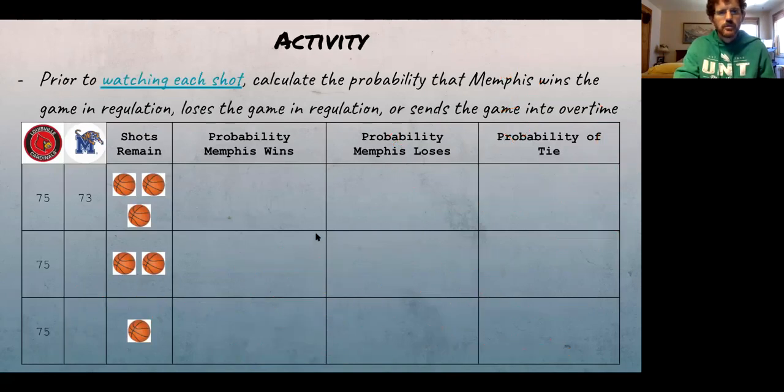But we're going to actually now wrap this activity up to figure out what happened in real life when Memphis got these 3 free throws. We know from the calculations we've done that it's a 0.373 probability that they win, 0.190 essentially, and then 0.435, with some slightly off probabilities. Okay, so let's watch the shots.